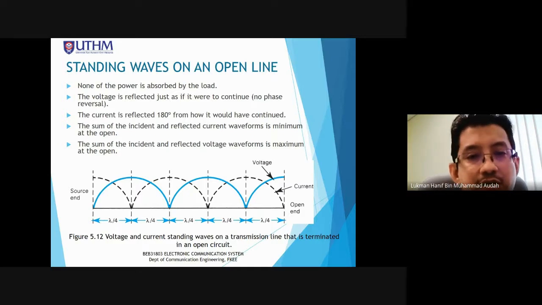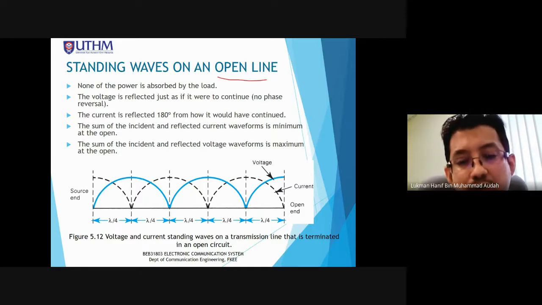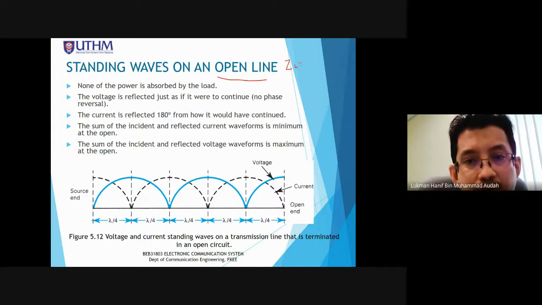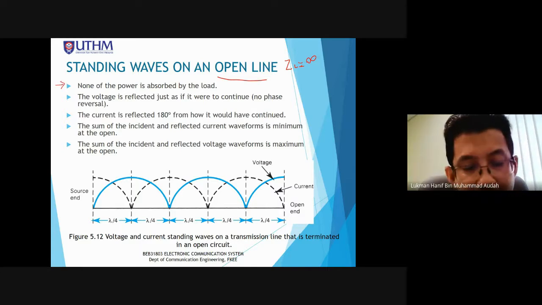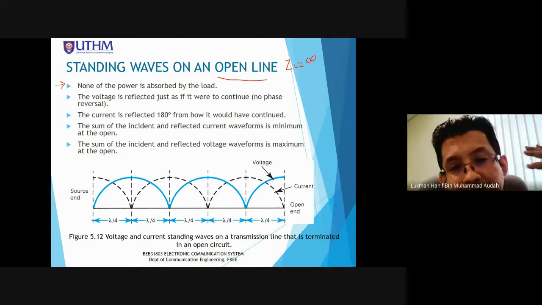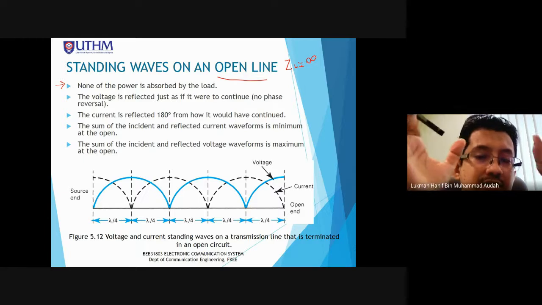Okay, so ini berkenaan dengan open line, open circuit. Maknanya ZL equal to infinity. Open. Okay, that means none of the power from the source will be absorbed by the load. Maknanya akan berlaku total reflection apabila litar buka.